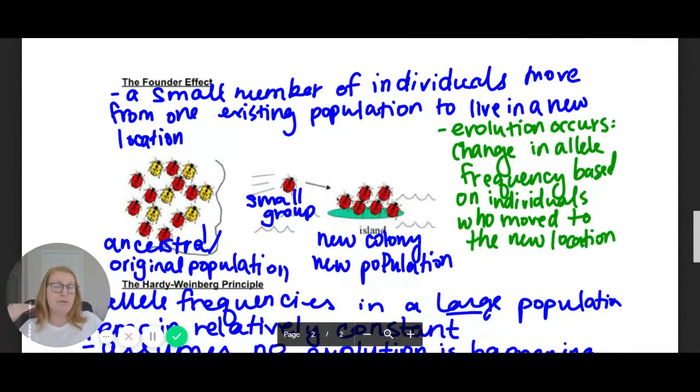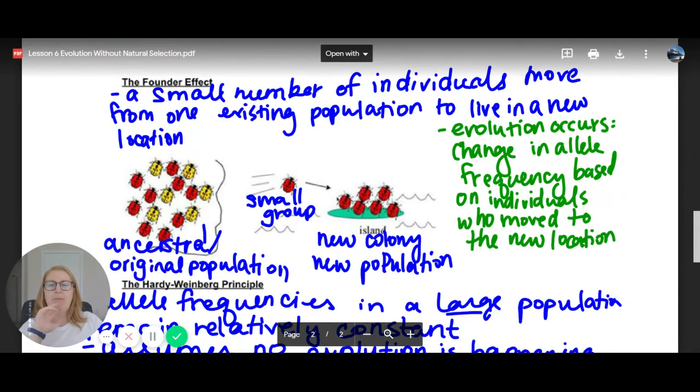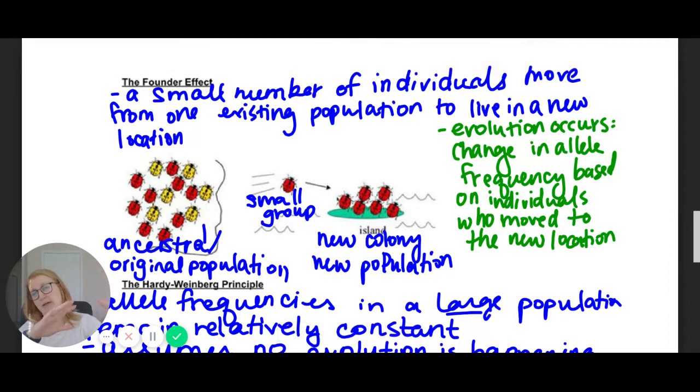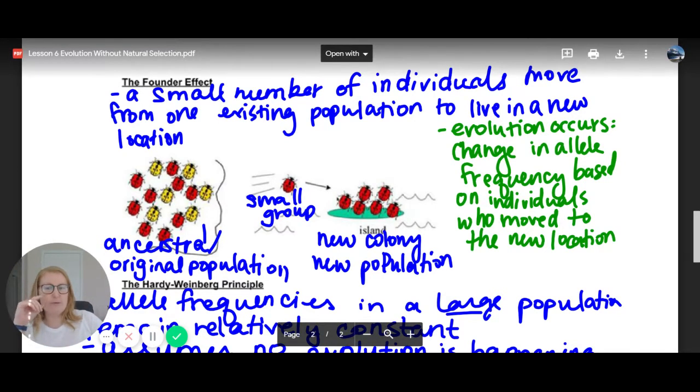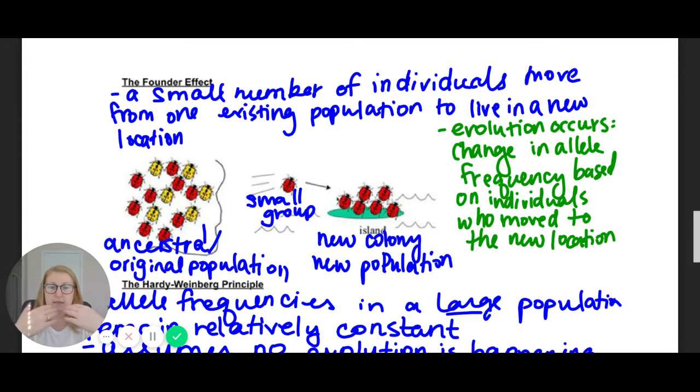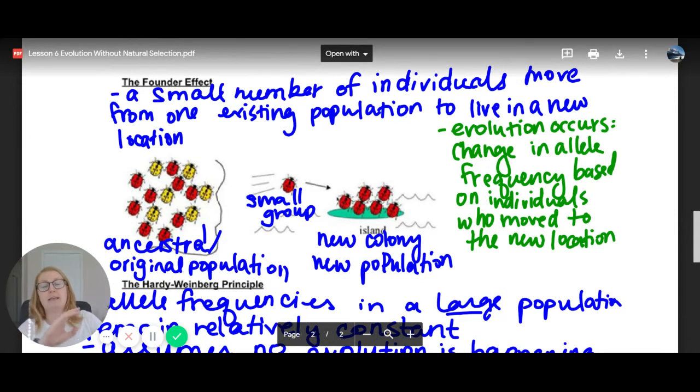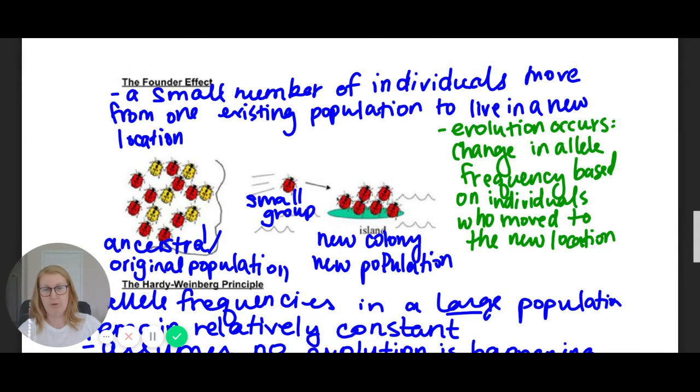The second one is called the founder effect. This is less disastrous, let's call it. A small group of individuals will move to a separated location and essentially found a new colony, very similar to what we talked about with Darwin's finches. A bunch of these organisms will go to an island. We're assuming this has nothing to do with their traits or abilities to fly somewhere, but a small group of them go to a new place and form a new colony.